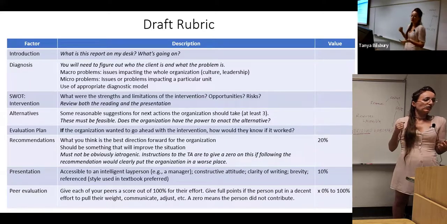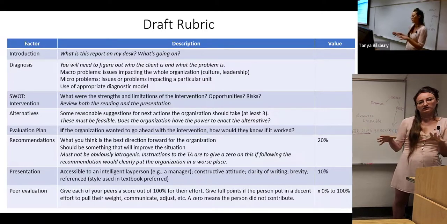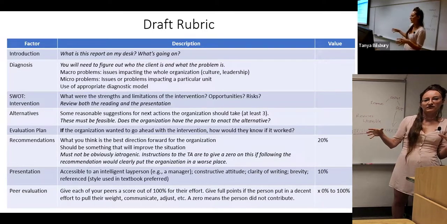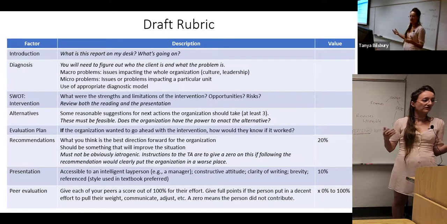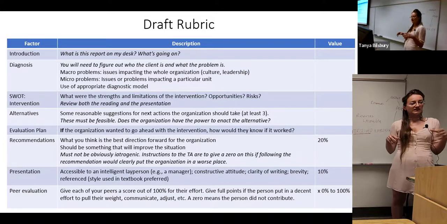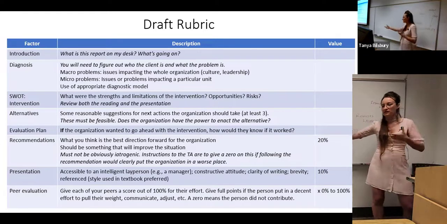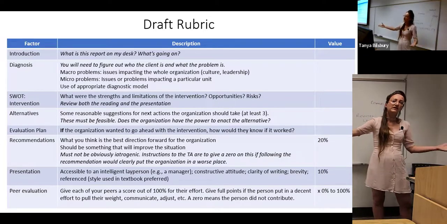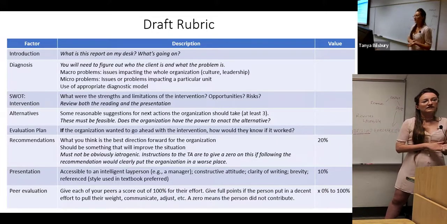If the organization wanted to go ahead with this, how would they know if it worked? If you wanted to evaluate this, if you wanted to see if this workshop was effective, what might you do? And then you want to end with some clear recommendations. So you might offer some alternatives. You might say, these are 3 or 4 or 5 things you could do, but we think that this is the best direction.